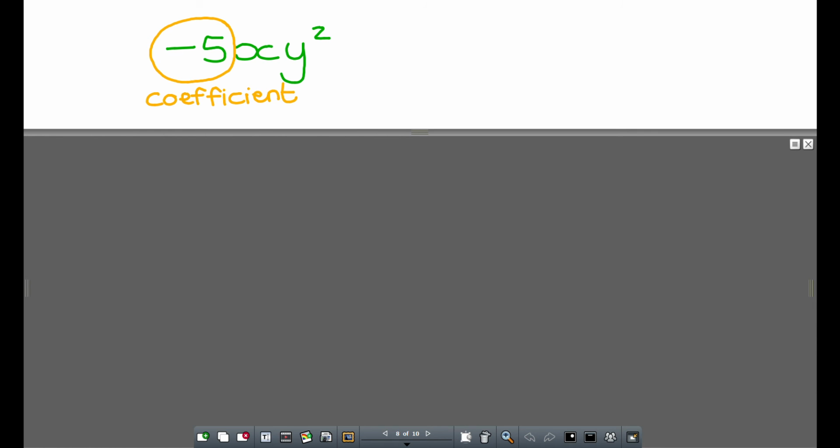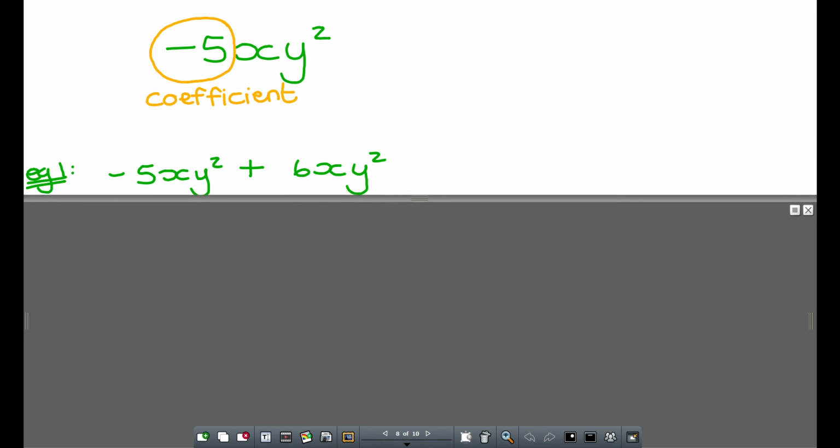Remember, in the test, if I ask you for the coefficient of xy squared and you just say 5, you're not going to get your mark. You must say minus 5. The sign must be included. Okay. Right. So let's look at a few examples.